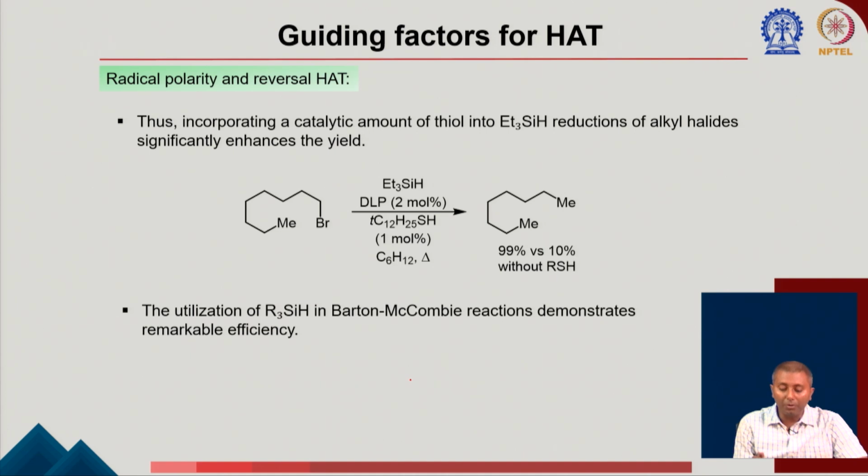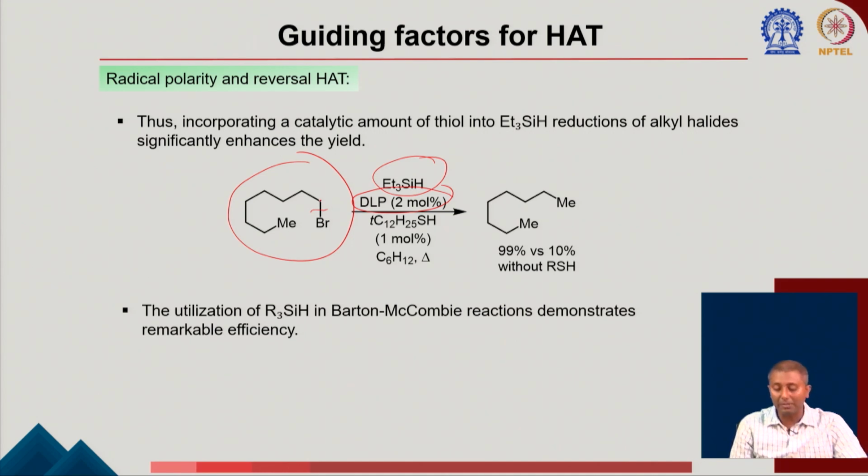So, here I am going to give you an example of another reaction. So, what is happening here? This carbon bromine bond is getting cleaved to be replaced with a carbon hydrogen bond. Okay. So, what is happening? Triethyl silicon hydride is the hydrogen donor, and DLP is the corresponding peroxide, which is an initiator, which is actually cleaving this carbon bromine bond. So, this peroxide oxo radical is going to cleave this to generate a radical here.